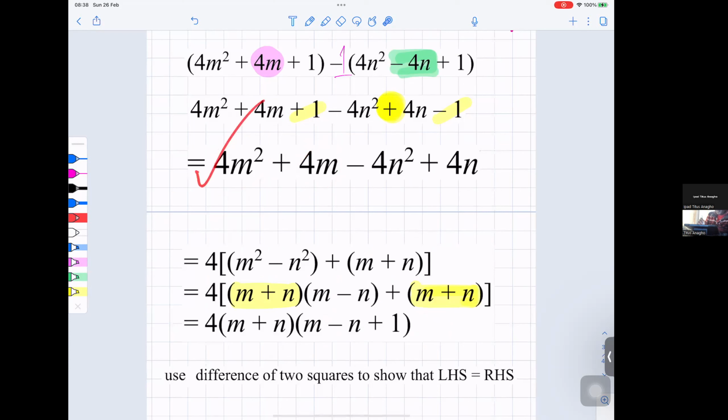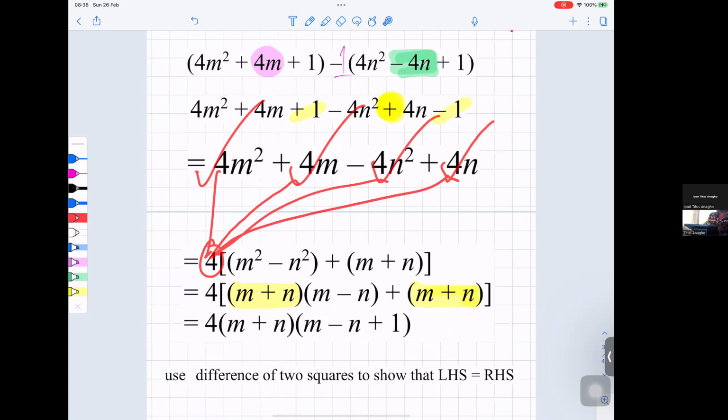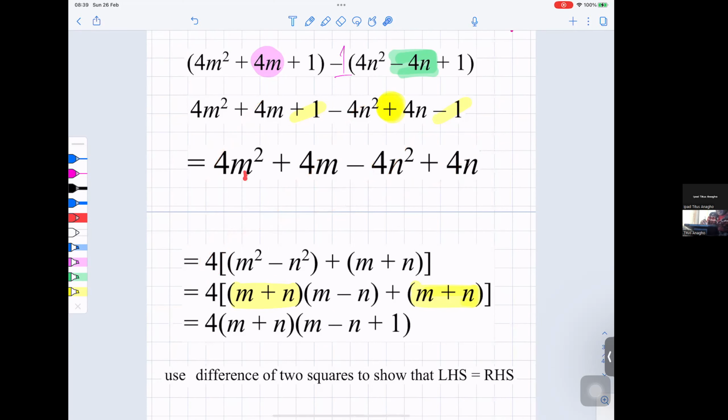So you see they all have 4, 4, 4, 4 in all of them. So we can take that 4 out of the bracket. And then the first one, we have m squared minus n squared. And then we have m for Mike plus m for Mike and n for November. So what do we do now? m for Mike squared minus n for November squared.